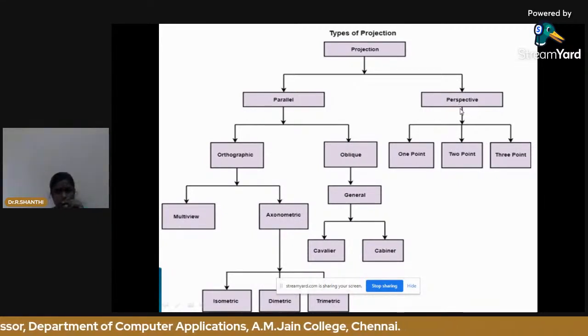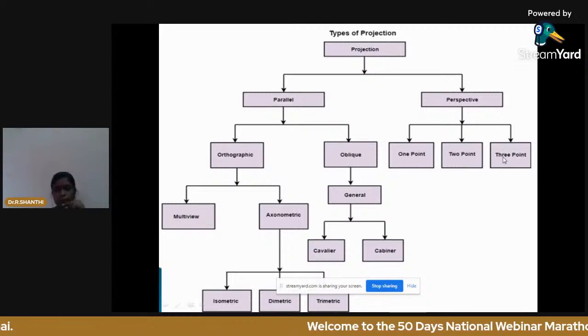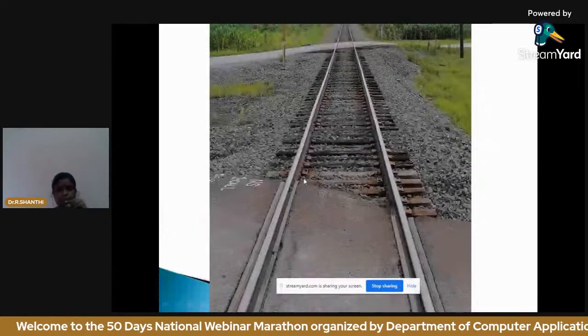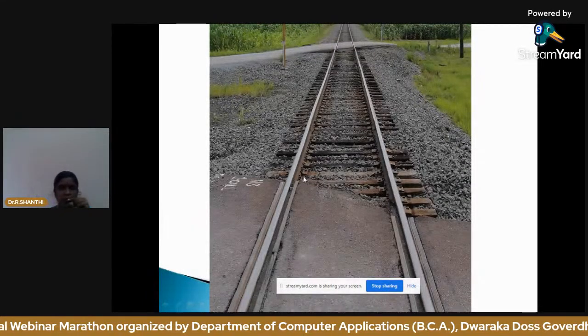Then you go for the perspective. In perspective, I said you have a vanishing point. The vanishing point will be 1 point, 2 points, or 3 points. So let us see 1 point first. See, this is a railway track. This is an example for perspective projection, because in perspective projection you have a vanishing point.